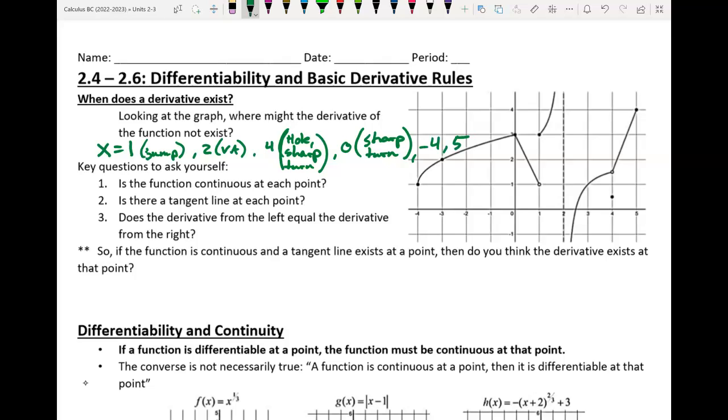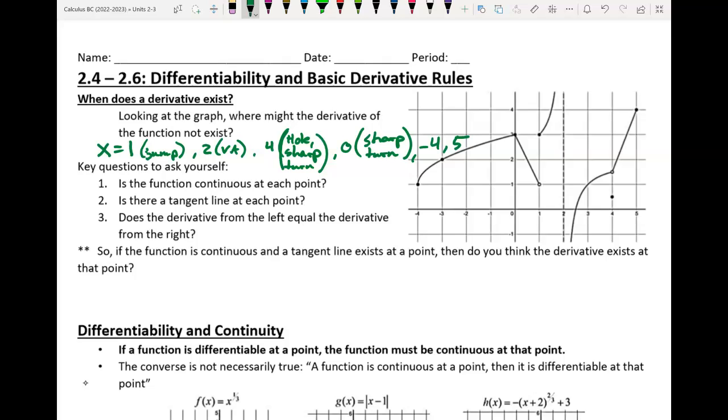Okay, so key questions to ask yourself is, one, is the function continuous at each point? So is there any place that it's not continuous? When we saw those, we had a jump, we had a vertical asymptote, and we had a hole. Is there a tangent line at every point? Okay, that'd be a good thing to know. And does the derivative from the left equal the derivative from the right?